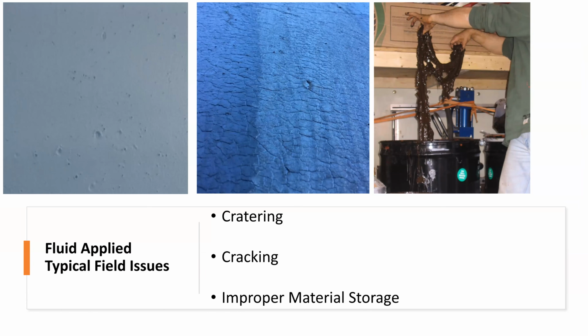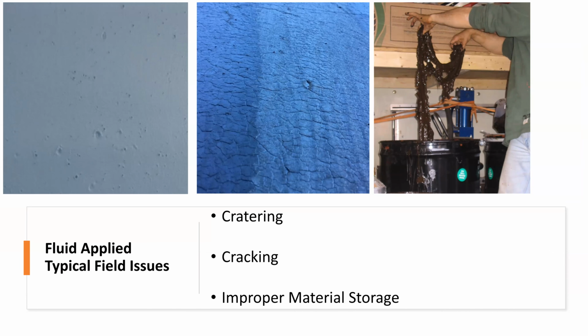Another thing that we can see is what we call cratering. If you look at the picture on the left, you're like, Ryan, it looks like someone shot a BB gun at it. And that's kind of what's happening. In this case, you can get the material curing in the bucket. It's usually in a bucket or barrel.